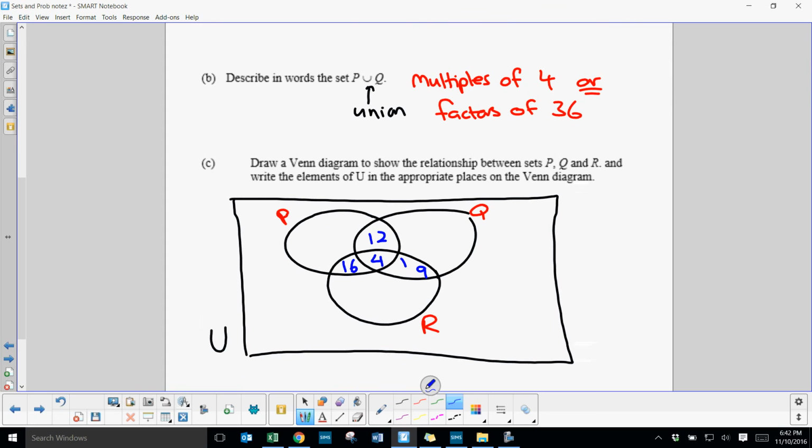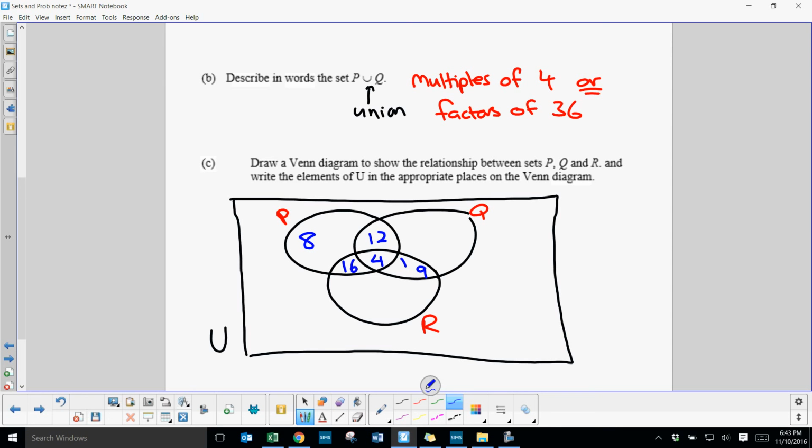And now this is easily enough to work out the rest. So R was the square numbers. So we've got all 4 square numbers listed in R already. P was the multiples of 4 up to 16, and there's 4 of them. There's 4, 8, 12, 16. So the number 8 goes out here.